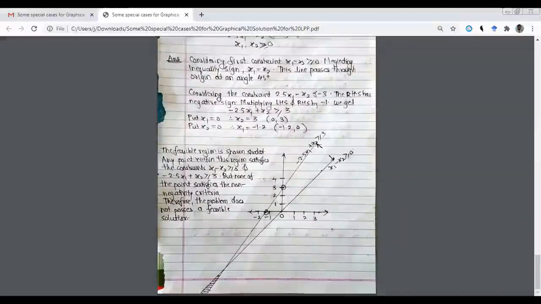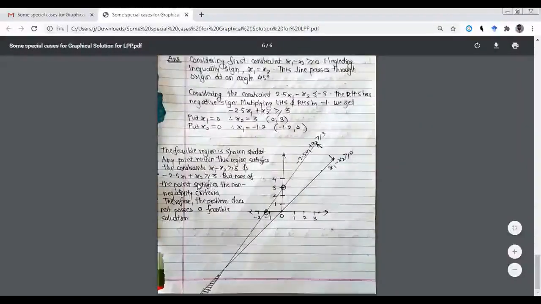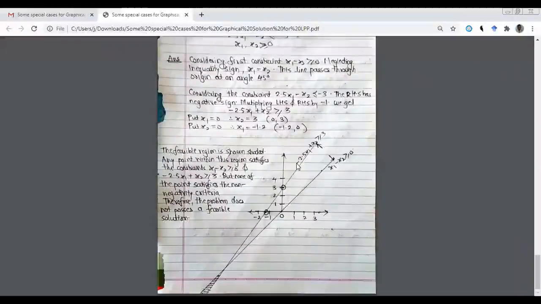Now what is important here? The feasible region is shown shaded. Any point within this region satisfies both of your constraints: x1 minus x2 is greater than or equal to 0, and minus 2.5 x1 plus x2 greater than or equal to 3. But none of the points in this feasible region satisfies the non-negativity criteria. Therefore, the problem does not possess a feasible solution. That is to be written very clearly and bluntly.